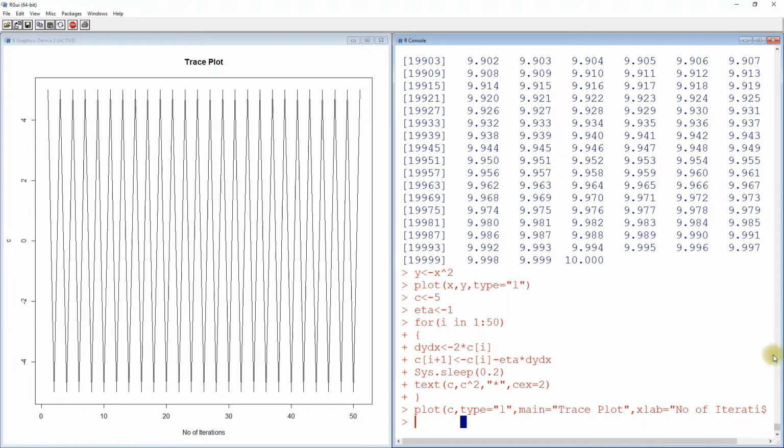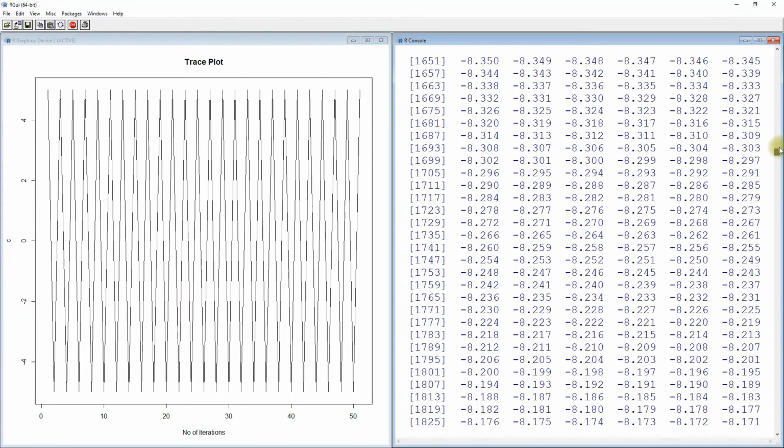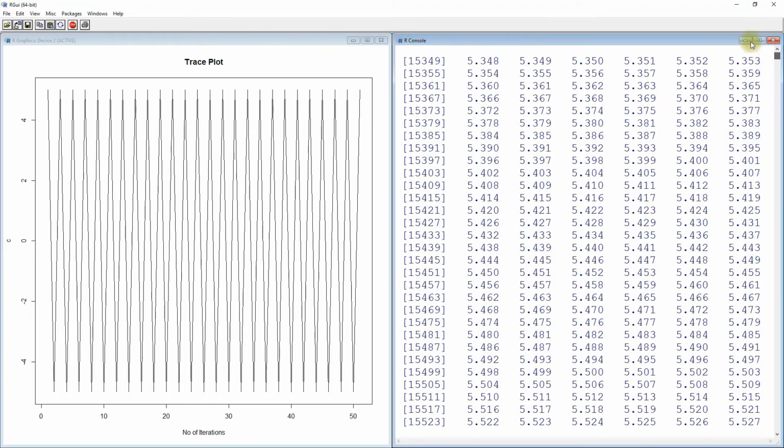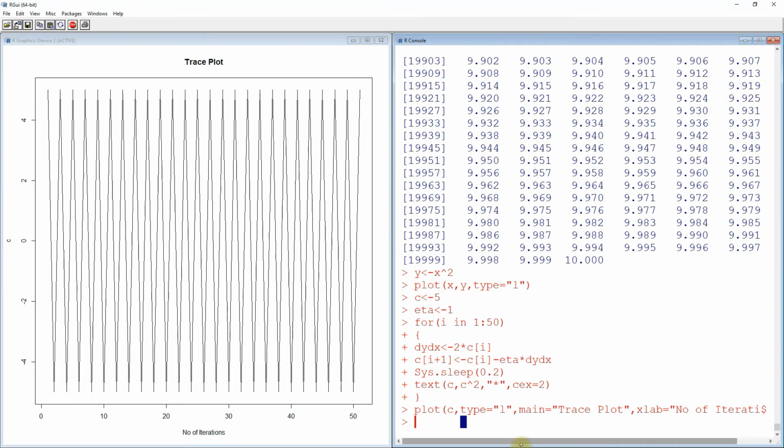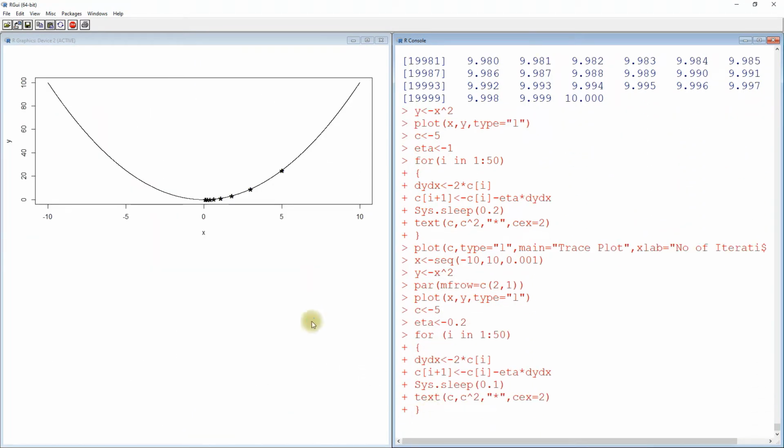0.2 and a system sleep of 0.1, okay, as we've done originally. If I'm not mistaken, we did that originally, okay. So let me just run this code. So you see with 0.2, this is what's happening. And look at the trace plot now.